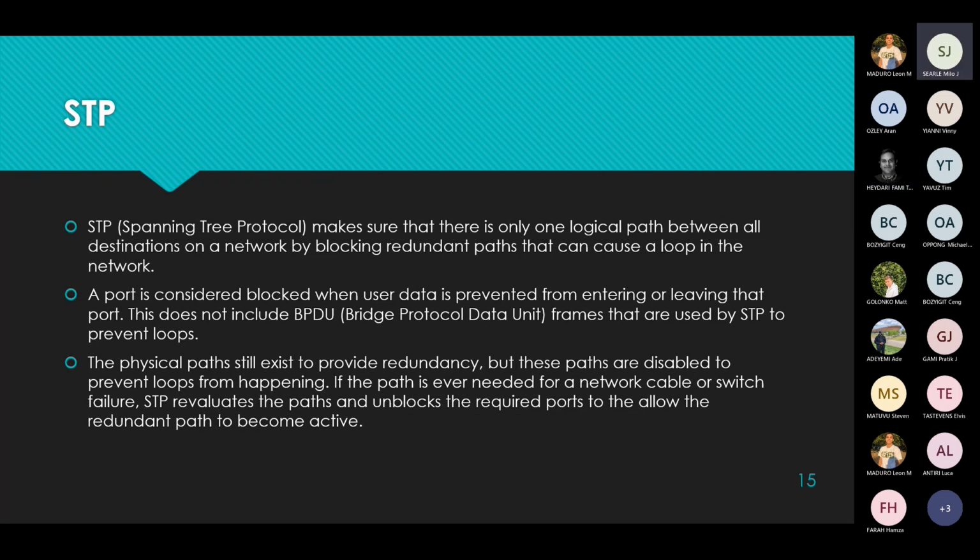A port is considered blocked when user data is prevented from entering or leaving that port. This does not include BPDU or bridge protocol data unit frames that are used by STP to prevent loops. The physical path still exists to provide redundancy, but these paths are disabled to prevent loops from happening. If the path is ever needed for a network cable or switch failure, STP re-evaluates the paths and unblocks the required ports to allow the redundant path to become active.